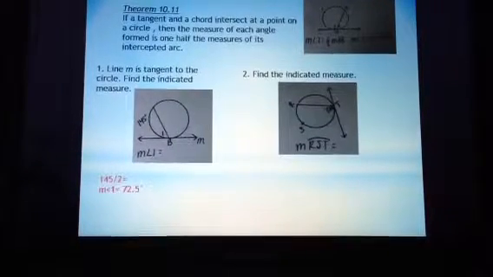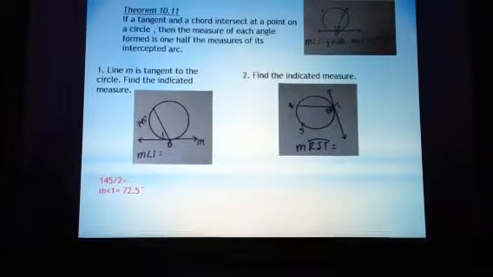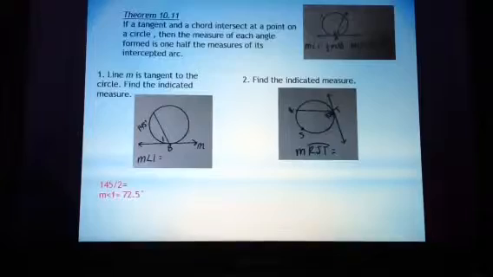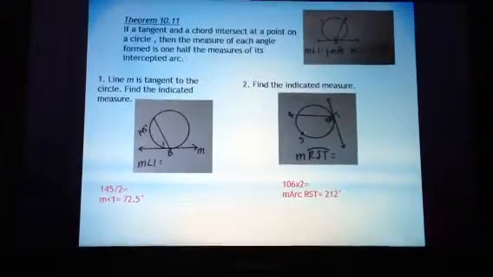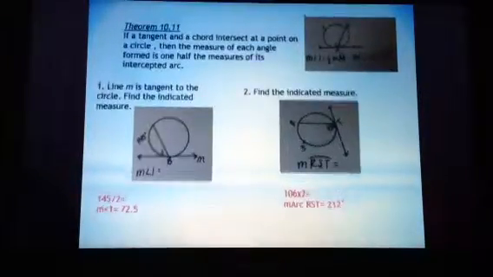For number 1, to find the measure of angle 1, you divide 145 by 2, and you get 72.5. For number 2, you would multiply 106 by 2 to get the arc RST, which would be 212.